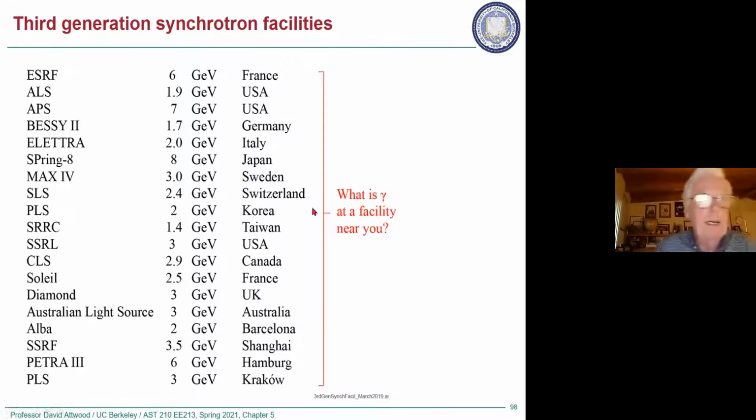So we're about out of time. This is just some of the synchrotron facilities. I use it at different schools, and I ask people, okay, if you're working in Taiwan, what is gamma for your facility? Remember, it's 1957 times the energy in GeV. So for the Taiwan source, it'd be almost 2,000 times 1.4. So it's 3.8, something like that.